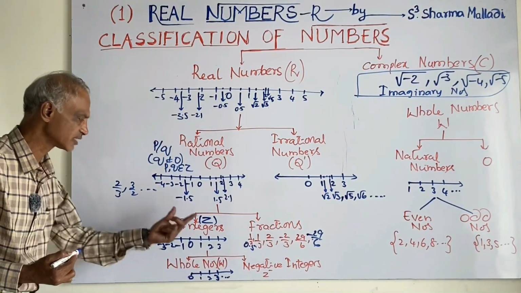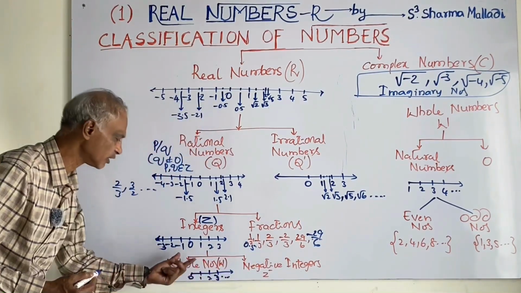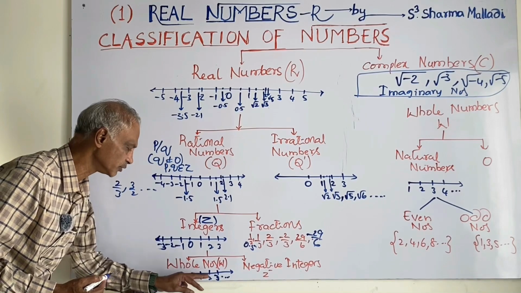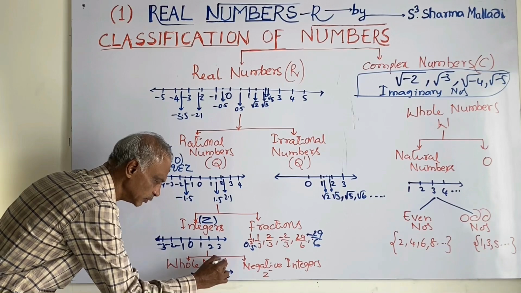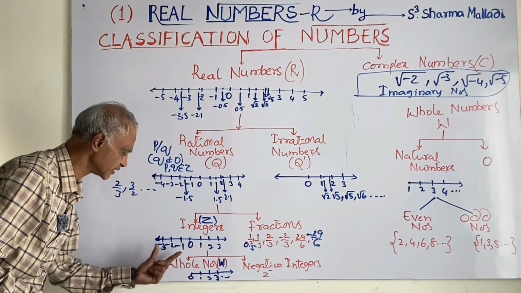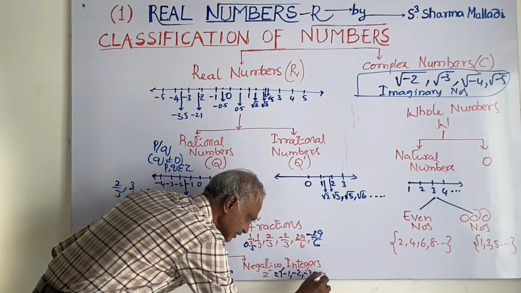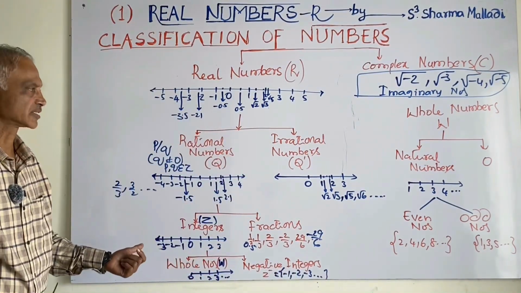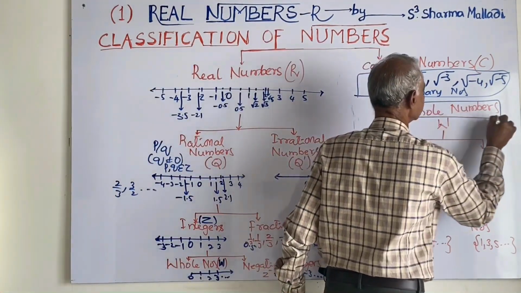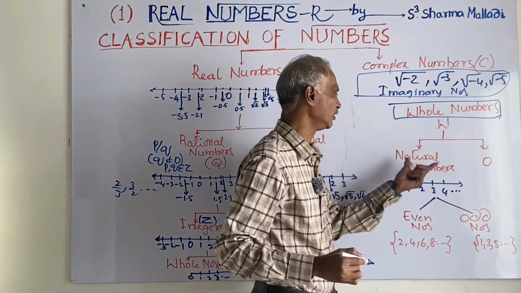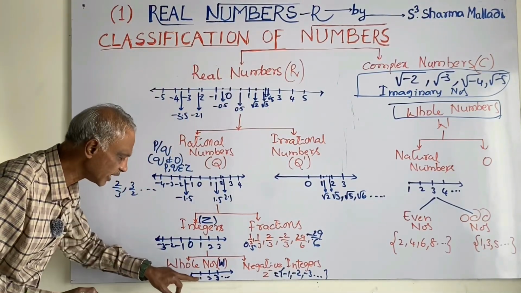Next, integers are divided into whole numbers and negative integers. What are whole numbers? 0, 1, 2, 3, 4, 5 like this. These are whole numbers, represented by W. The remaining are negative integers: minus 1, minus 2, minus 3 like this. Next, whole numbers are divided into two: natural numbers and 0.